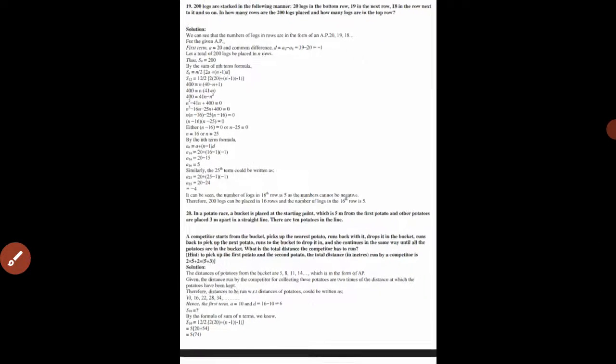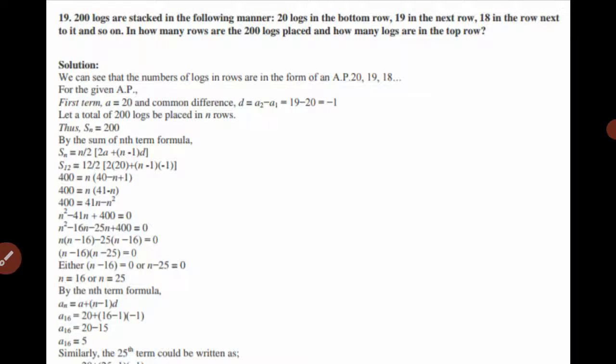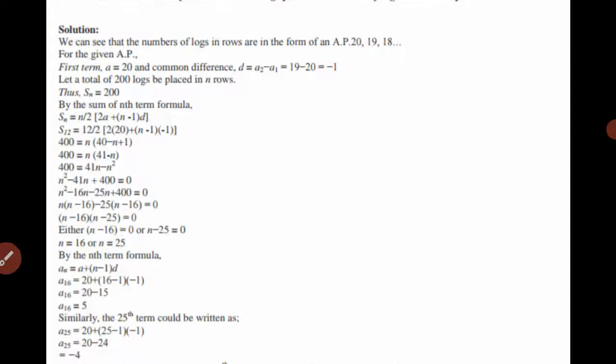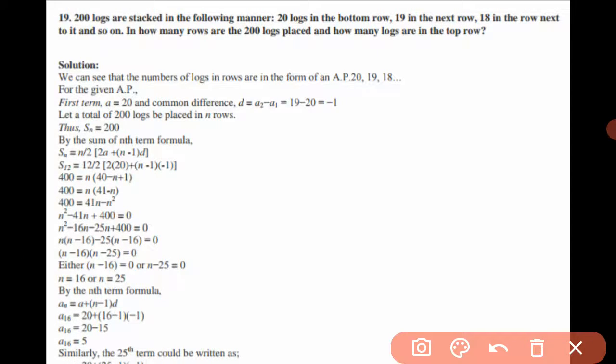Now after this, see question number 19. In question number 19, 200 logs are stacked in the following manner: 20 logs in the bottom row, 19 in the next row, 18 in the next row, and so on. How many rows are there in which the 200 logs are placed, and how many logs are in the top row? In this, first we find the AP, which will be 20, 19, 18 and so on. The common difference will be minus 1 and Sn will be 200. By putting the values, we make the equation and find the value of n.